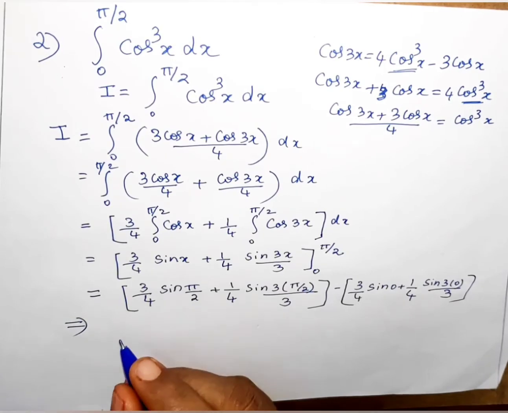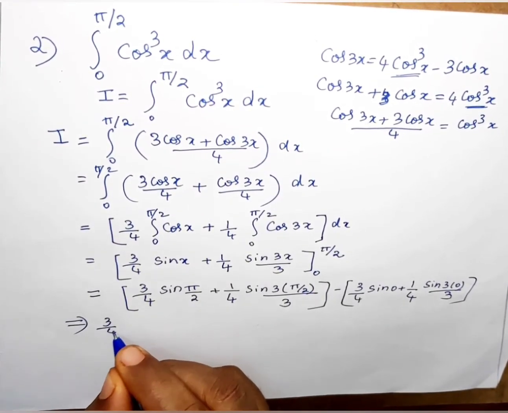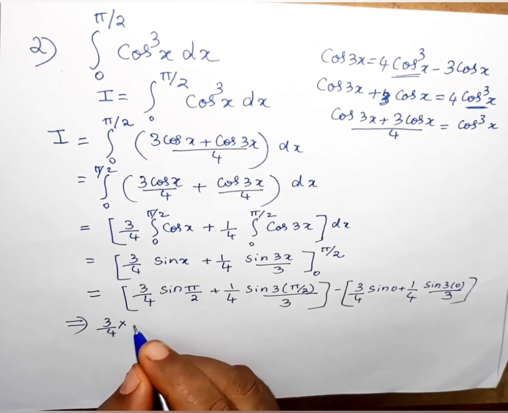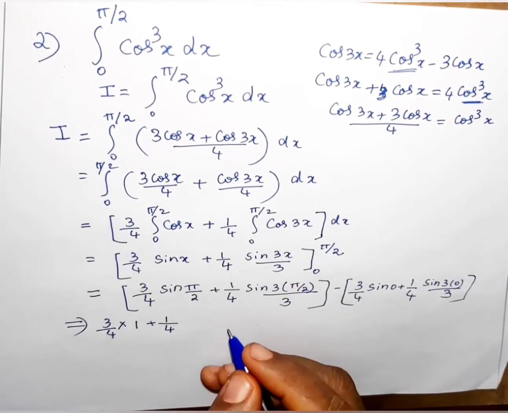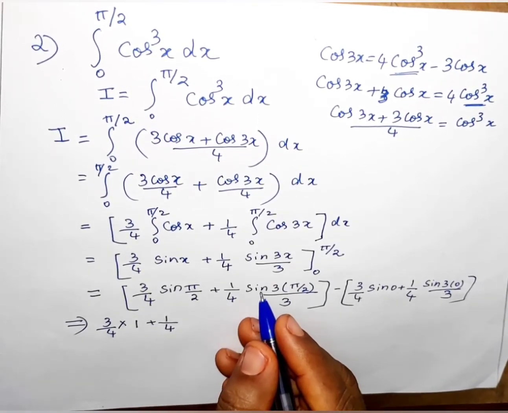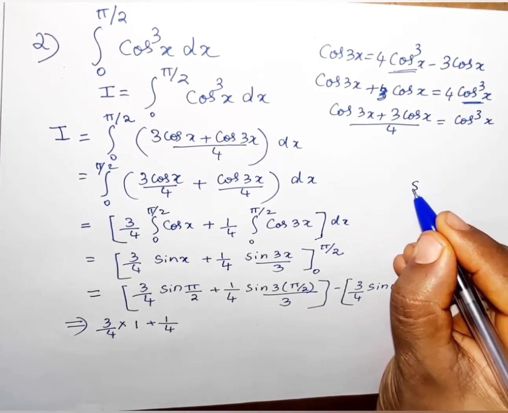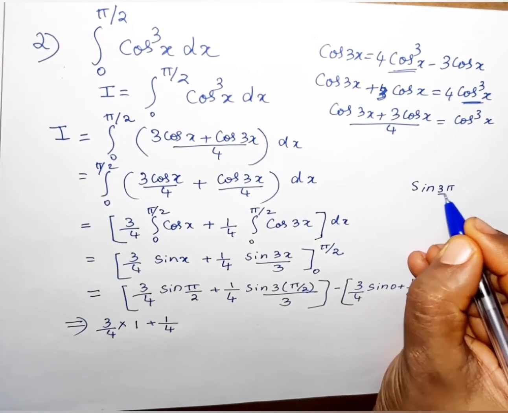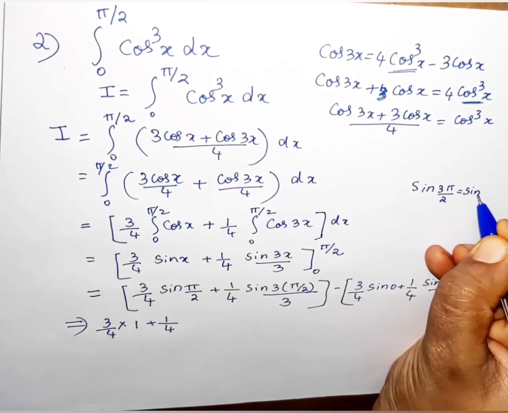Now this will be equal to 3 by 4. What is the value of sin pi by 2? Sin pi by 2 means sin 90. So the value of sin 90 will be 1. So 3 by 4 into 1 plus 1 by 4 into sin 3 pi by 2, which means sin 3 into 90. So we get sin 270. Sin 3 pi by 2 is sin 270.